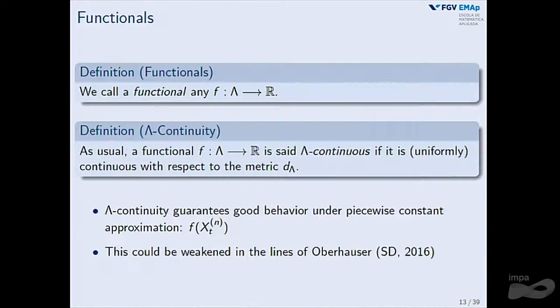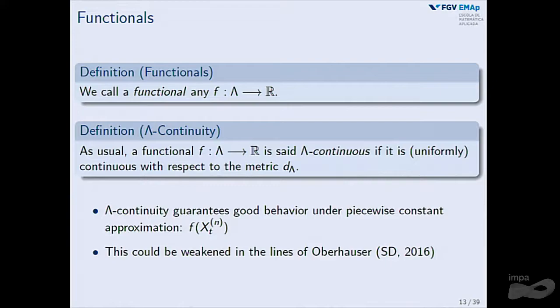So what is a functional? Like I was saying, the temperature of a certain location, the credit score, the price of an exotic option is a function of paths to R, or this could be generalized as well. And using the metric we just defined, we can say what is a continuous or lambda continuous functional.